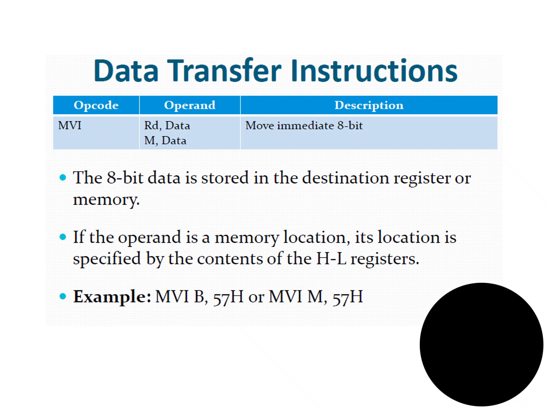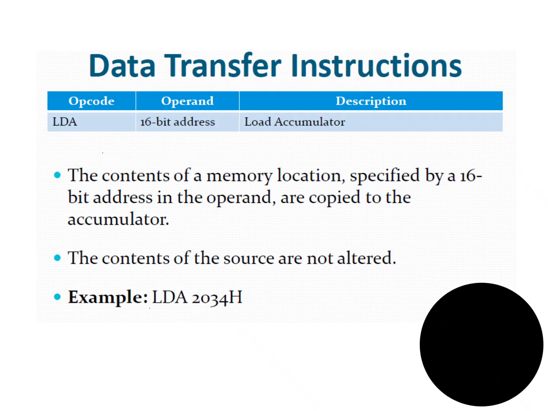And similarly, coming to the example, MVI B, 57, where 57 is the 8-bit data. This data will be loaded into the B register. So whatever data is stored in the B register will be changed to 57. And similarly here also, this M is held by the HL register pair. So this is the concept of the MVI instruction.